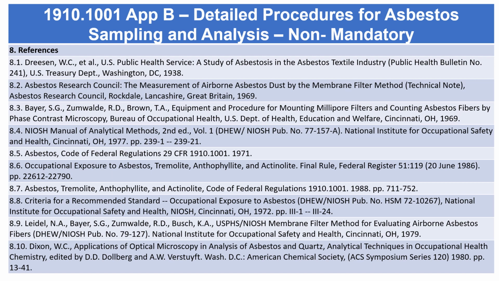Pages 22,612 to 22,790. 8.7. Asbestos, tremolite, anthophyllite, and actinolite, Code of Federal Regulations 1910.1001, 1988, pages 711 to 752. 8.8. Criteria for a recommended standard occupational exposure to asbestos, DHEW/NIOSH Pub. No. HSM 72-10267, National Institute for Occupational Safety and Health, NIOSH, Cincinnati, Ohio, 1972.